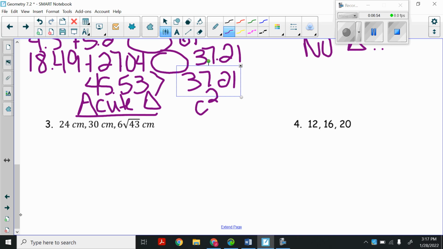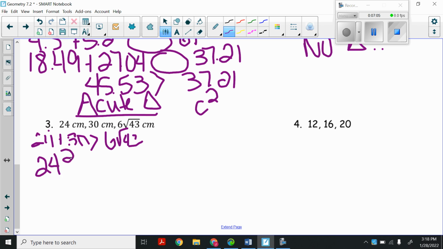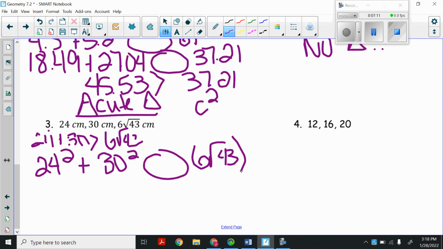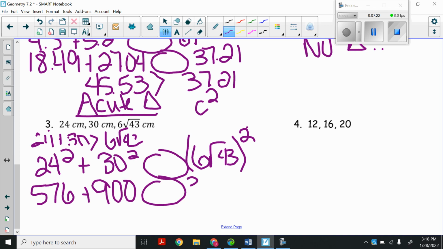Number 3, 24 plus 30 greater than 6 squared, so 43. Yes, so we're going to get a triangle. So 24 squared plus 30 squared, how does that relate to 6 squared, so 43 squared? 24 squared gives me 576. 30 squared gives me 900. 6 squared, remember, is 36.